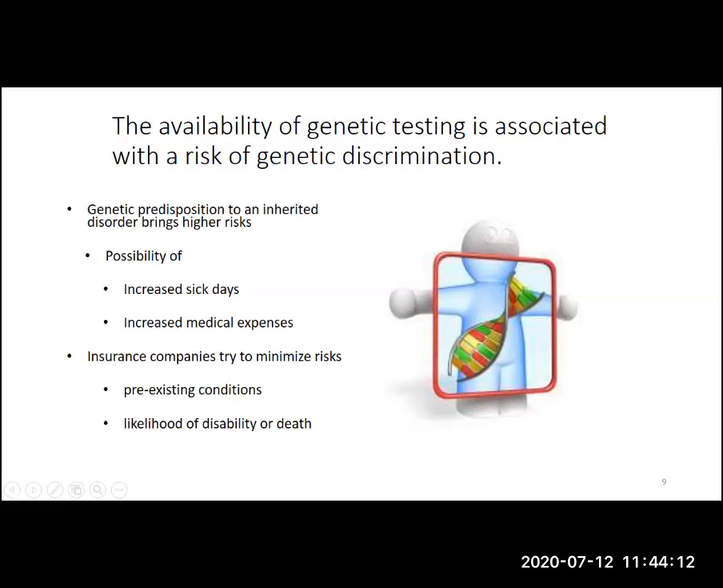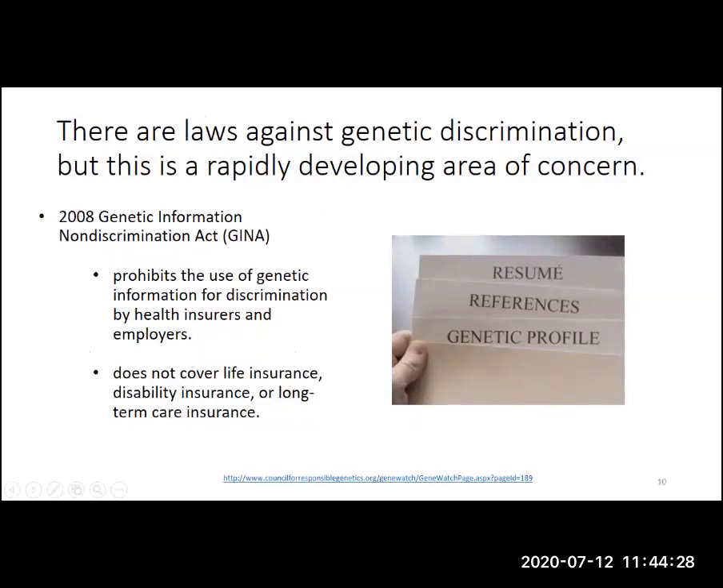If we have this genetic testing and this genetic information, we run a risk at which patients are going to be discriminated against because they're at a predisposition or a higher likelihood of developing a disease later on in their lives. Okay, so there are laws against genetic discrimination, but this remains a highly concerning area. This is an area that is kind of ripe for abuse. And so in 2008, we had the Genetic Information Non-Discrimination Act, GINA, which basically prohibits the use of genetic information for discrimination by health insurers and employers.